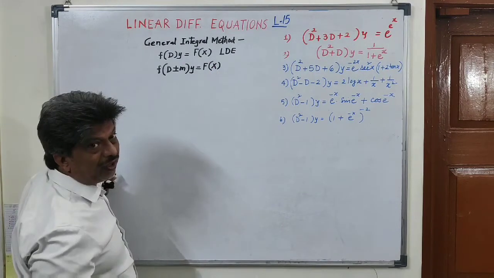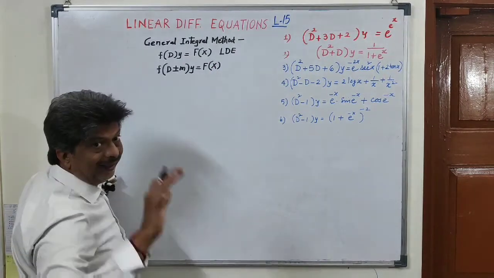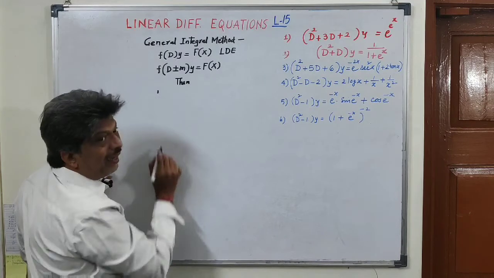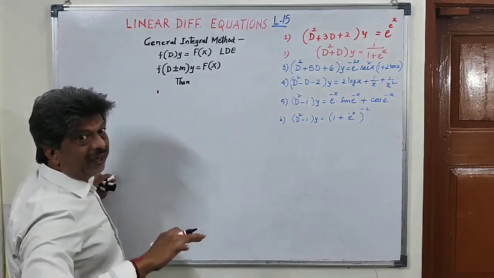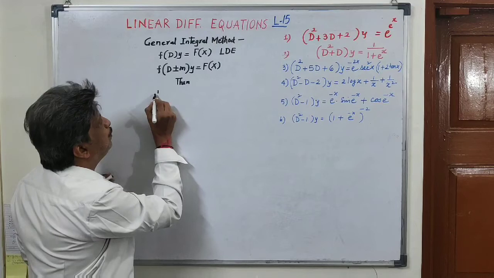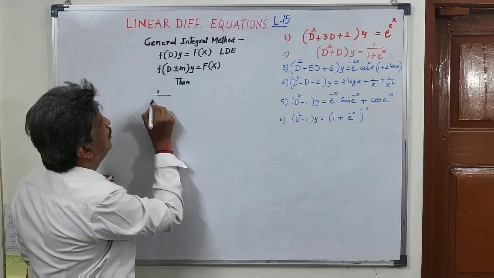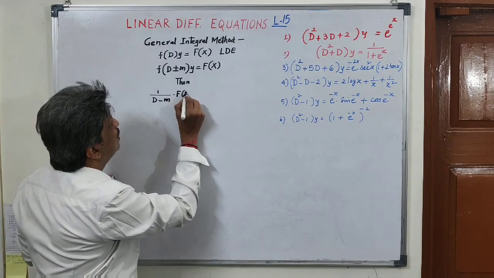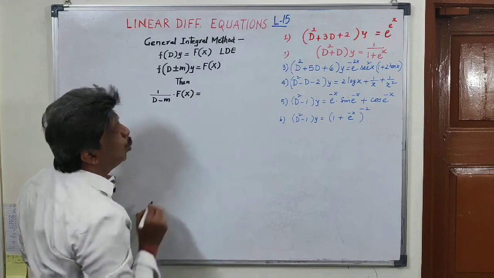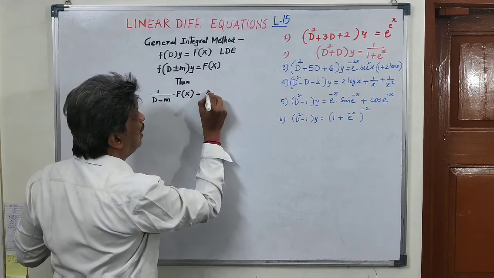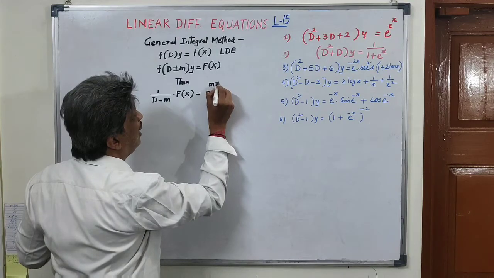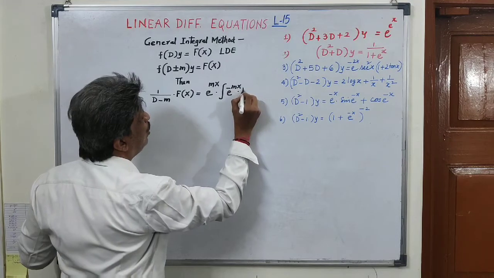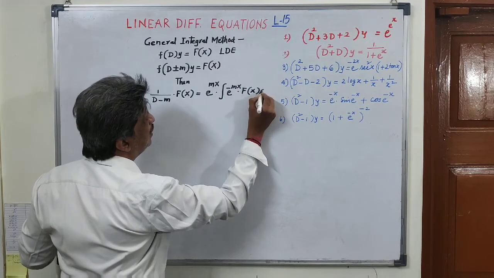The right hand side function is a function of x. Then note this: by virtue of the general integral method, 1 upon D minus m operating on F of x is equal to e raised to power mx into the integral of e raised to power minus mx into F of x dx.